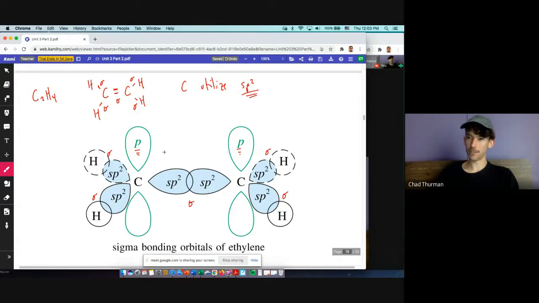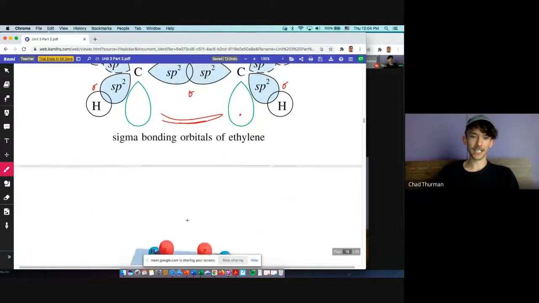This is hard to visualize, but this p orbital of carbon has an electron in it somewhere. This p orbital of carbon has an electron in it somewhere. Those electrons will be attracted to the nucleus of the other one. And so we say that the pi bond is sort of spread out in space above and below the sigma bond. I know that's very abstract and wacky.